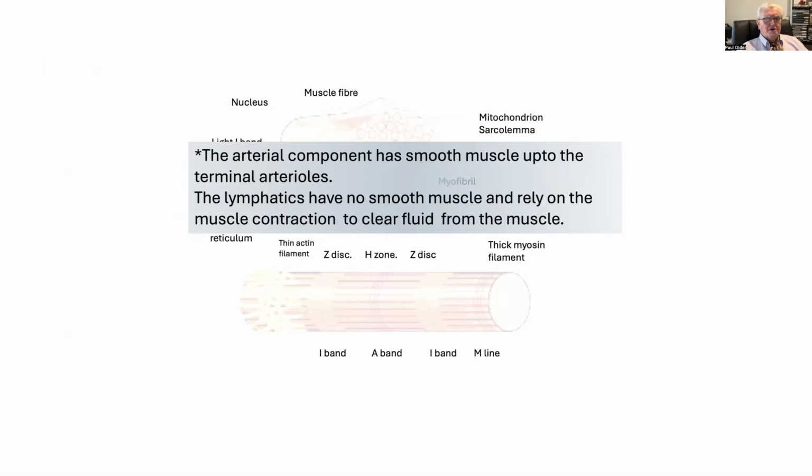The arterial component has smooth muscle up to the terminal arterioles. The lymphatics have no smooth muscle and rely on the muscle contraction to clear fluid from the muscle. The smooth muscle gives some control over the blood flow in the vessel coming down, but once it gets to the terminal arterioles, it can't exert any control.